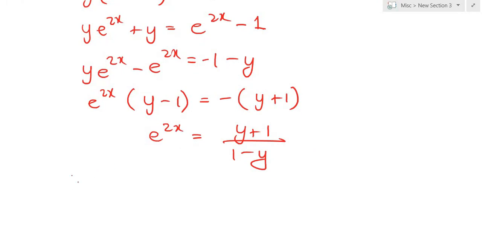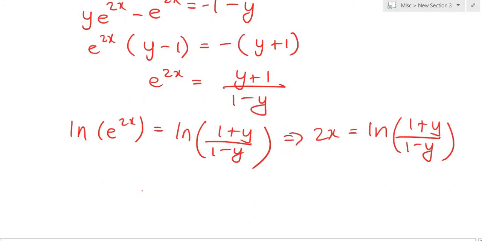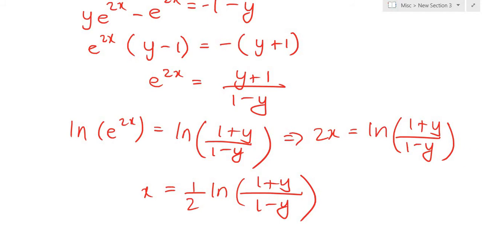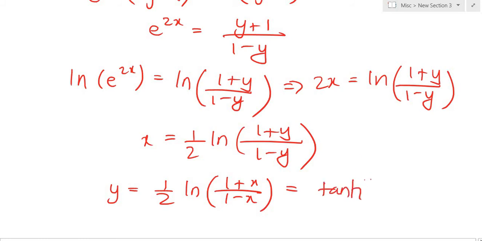Now I can take the natural log on both sides to have ln of e raised to 2x is equal to the natural log of 1 plus y over 1 minus y. That evaluates to nothing but 2x is equal to the natural log of 1 plus y over 1 minus y. Well, now we can legitimately make x the subject. x equals half of the natural log of 1 plus y over 1 minus y. Now we can just change the variable. We can change x to y and y to x to get y equals half ln of 1 plus x over 1 minus x, and this is what we will call the inverse hyperbolic tangent of x, tanh inverse of x, or arc tanh of x. Yes, that's a pretty neat way of defining it.